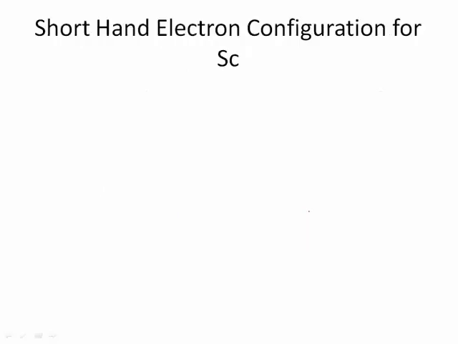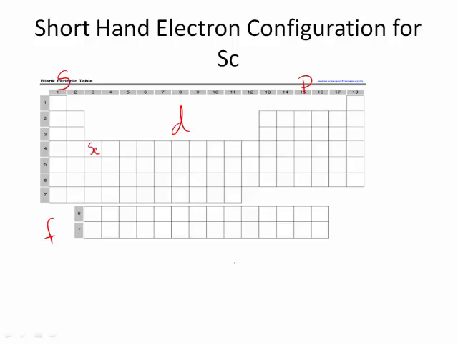So let's do the shorthand electron configuration for scandium. We would go up one row and go all the way over to the right, and that noble gas is going to be argon. So I'm going to take argon and put it in brackets. That's going to be my new starting point, and I'm going to finish off the electron configuration with 4s2. There are 2 boxes there.